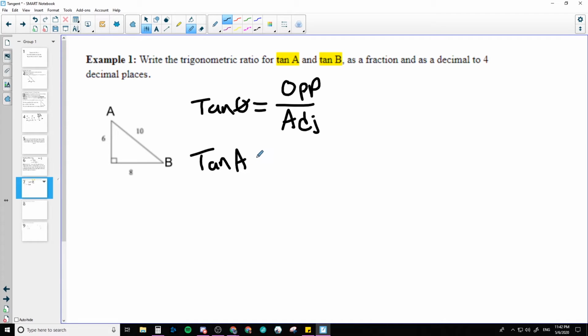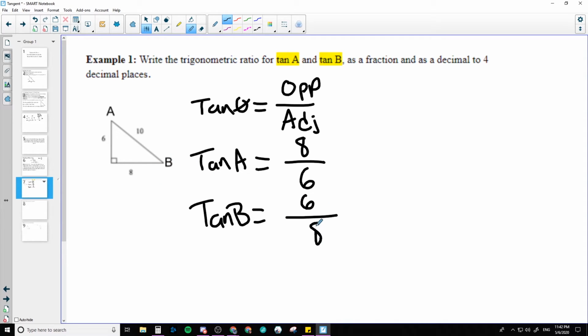So for A, tangent of A, opposite is going to be 8, and adjacent is going to be 6, because this is the hypotenuse. It's opposite of the right angle. We can't use this one when we're dealing with tangent. There's no hypotenuse in this formula. For tan B, now the opposite side is 6, and the adjacent side is 8.